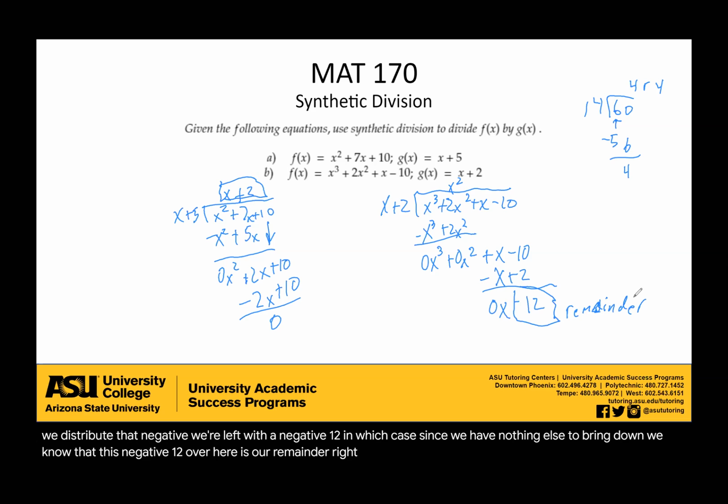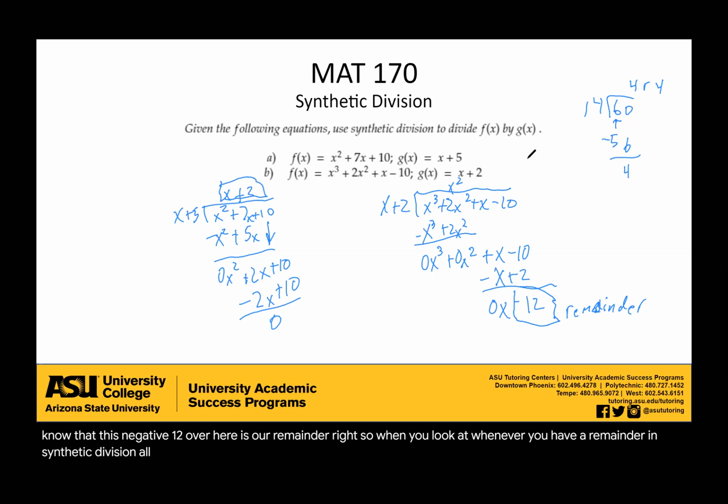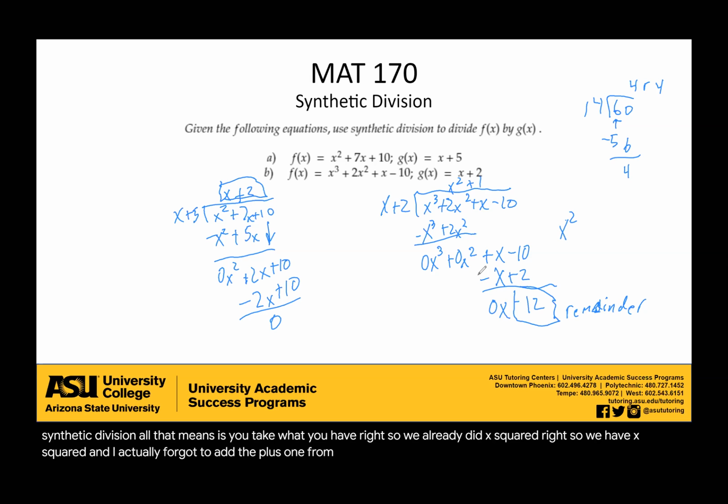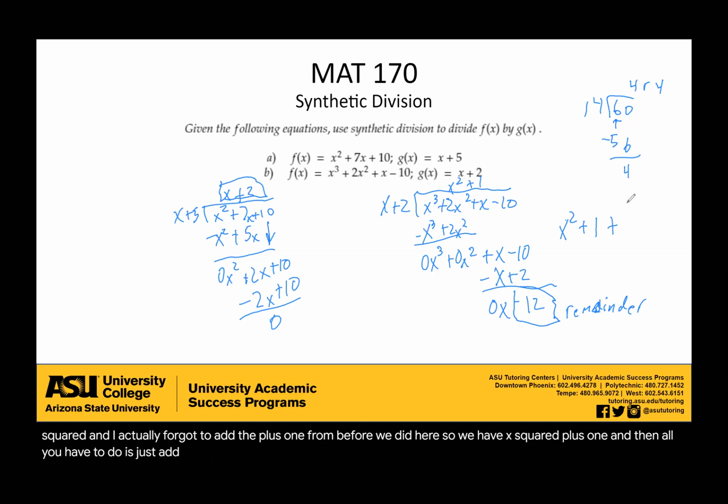Whenever you have a remainder in synthetic division, all that means is you take what you have. We already did x squared, and I actually forgot to add the plus 1 from before. So we have x squared plus 1, and then all you have to do is add the remainder, which is negative 12, over what you have on the left-hand side, so x plus 2. And that's what your answer is.